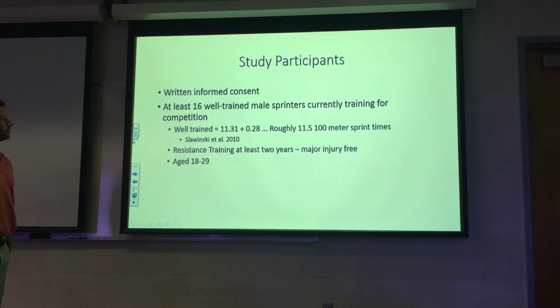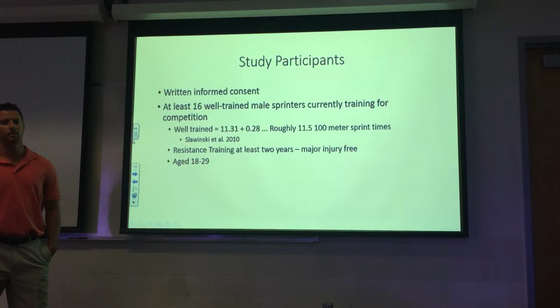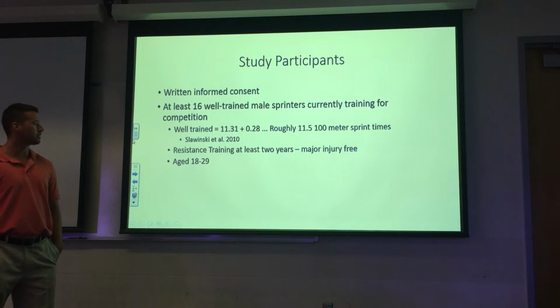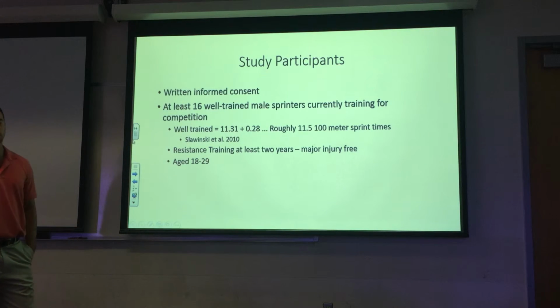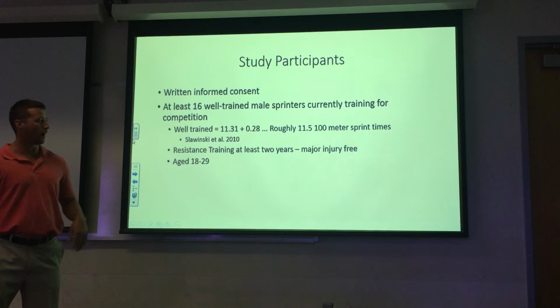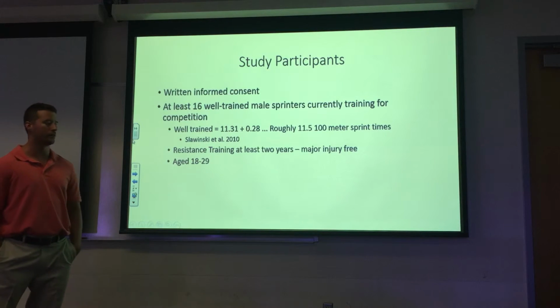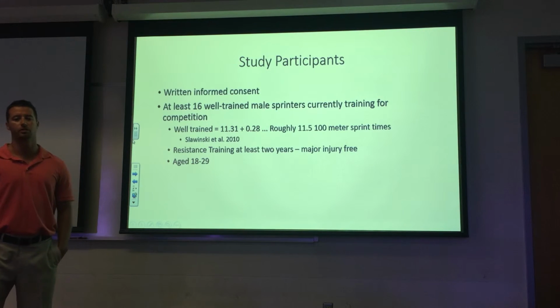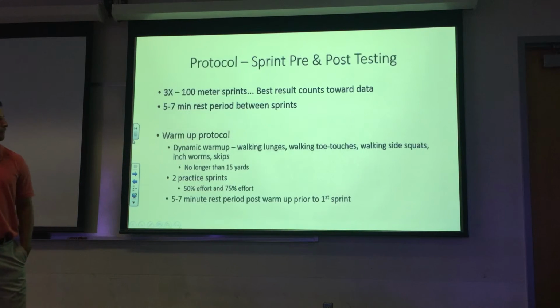Study participants: we're going to use written informed consents. I'd like to have at least 16 well-trained male sprinters who are currently training for competition. Well-trained is going to be defined, like I mentioned earlier, from the Slonsky et al. study: roughly 11.5 seconds to complete the 100-meter race. The athletes we choose are going to have been resistance training for at least 2 years, be free of major injury, and I'd like them to be between 18 and 29 years old.